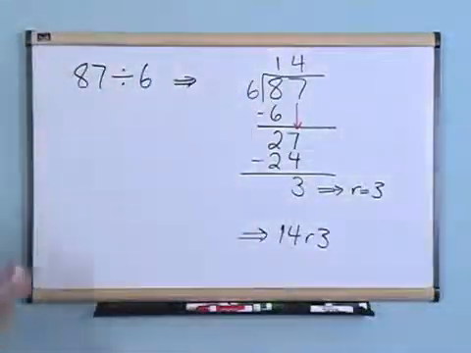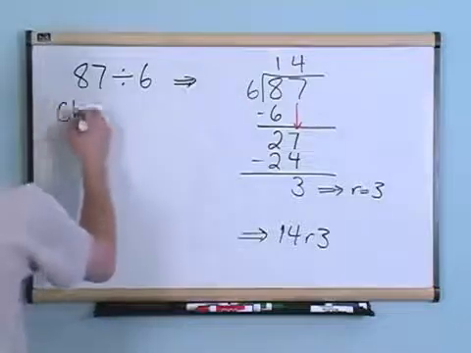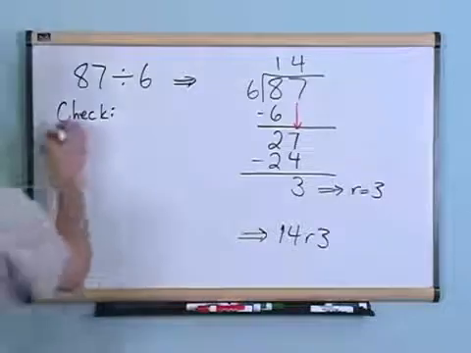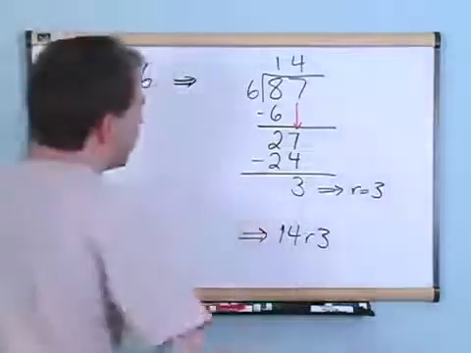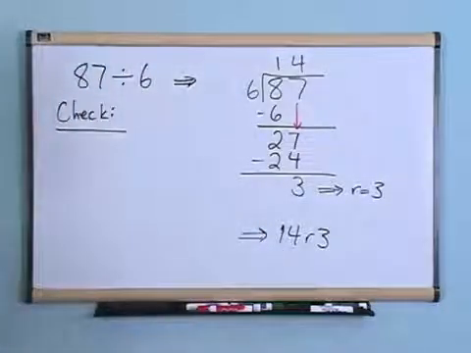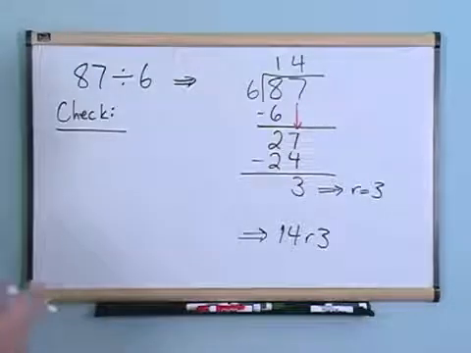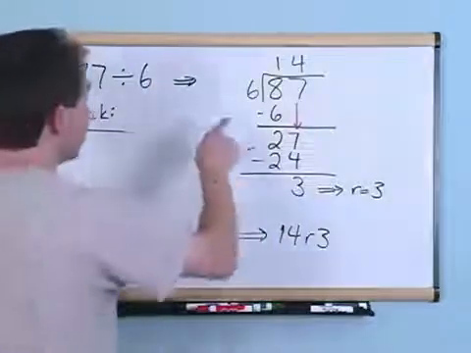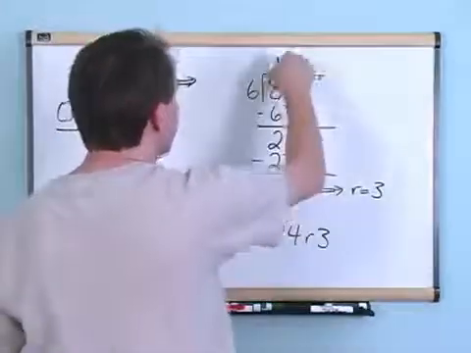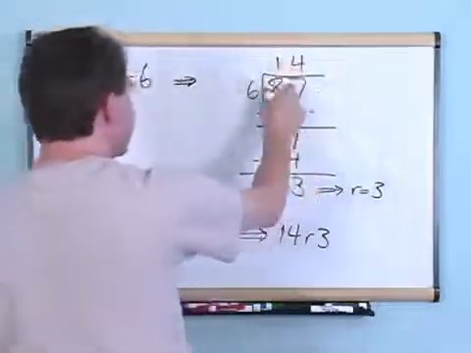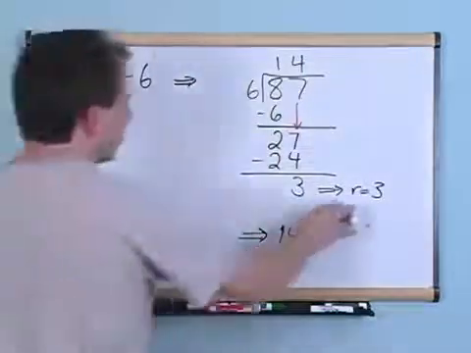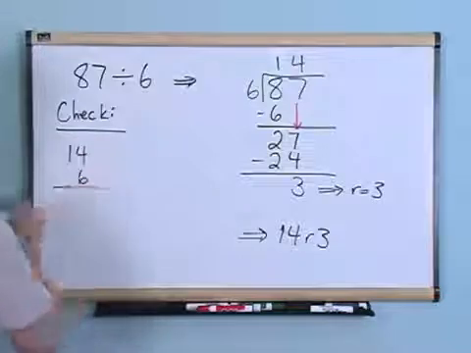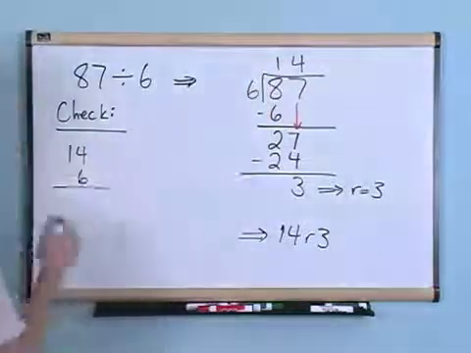Now again, I want to encourage you guys to always check your work, because with any division problem, you're always going to be able to see if you have the right answer. Remember, back in the beginning when I introduced division, what we're trying to do is say 6 times whatever is up here is going to equal what's under here, and then don't forget we have a remainder. So let's go ahead and try that. Let's say 14 times 6.